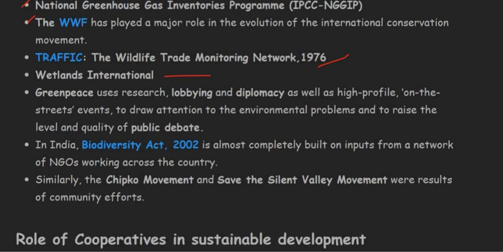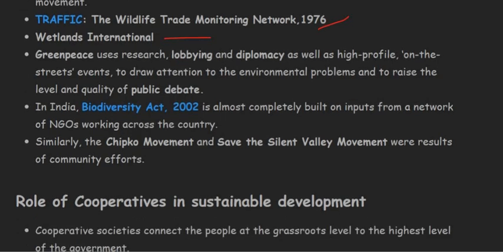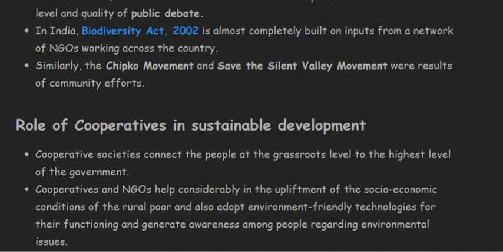Greenpeace uses research, lobbying and diplomacy as well as high-profile, on-the-streets events, to draw attention to environmental problems and to raise the level and quality of public debate. In India, the Biodiversity Act, 2002 is almost completely built on inputs from a network of NGOs working across the country. Similarly, the Chipko movement and Save the Silent Valley movement were results of community efforts.